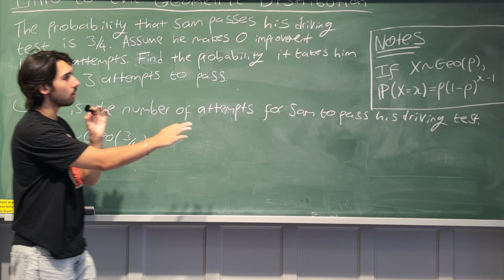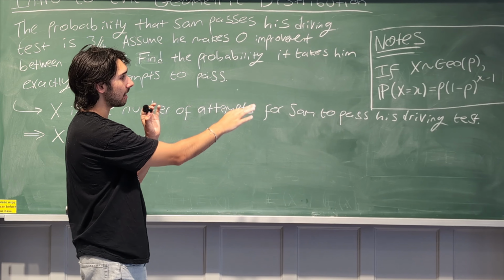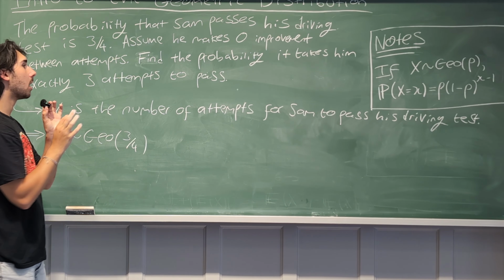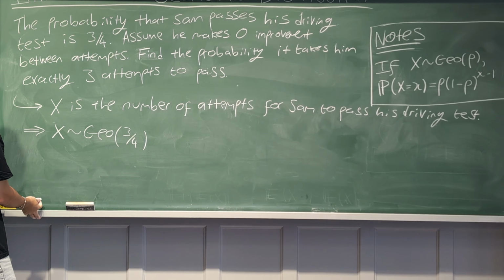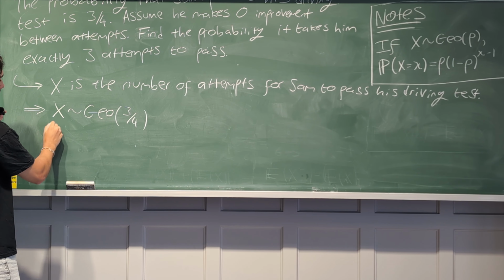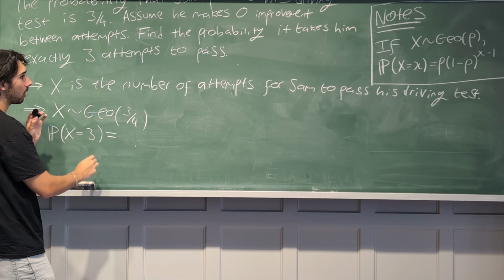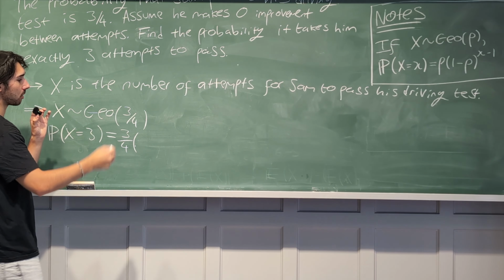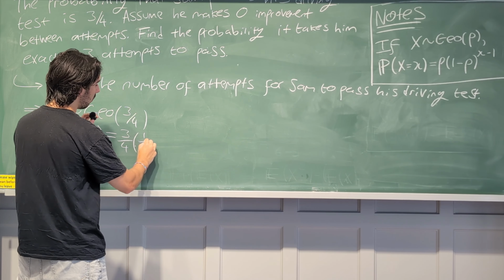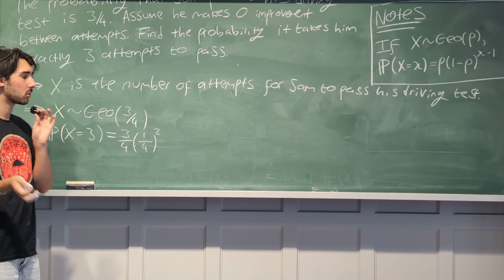And remember, we know that if x is geometrically distributed with a probability p, the probability that x equals lowercase x is given by that formula there. So that means that we can say the probability that x is exactly 3 is just going to be 3 over 4 times 1 minus 3 over 4, which is 1 over 4, to the power of 2, because it's to the power of 3 minus 1.